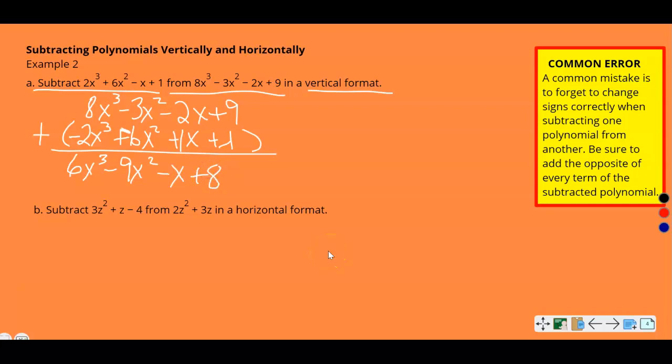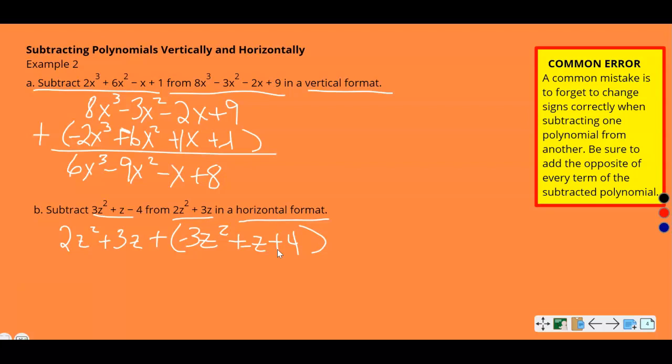All right, B part says subtract this from this horizontally. So I'm going to start with my 2z squared plus 3z, and I'm going to minus, remember I've got to minus everything in the second polynomial, 3z squared plus z minus 4. All right, once again, I'm going to go ahead and change the sign. I'm going to say plus a negative 3z squared, minus z and plus 4. So it changes the sign. I distribute that negative, changes the sign there.